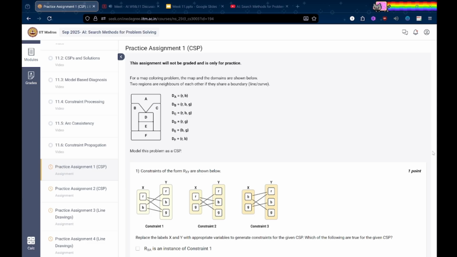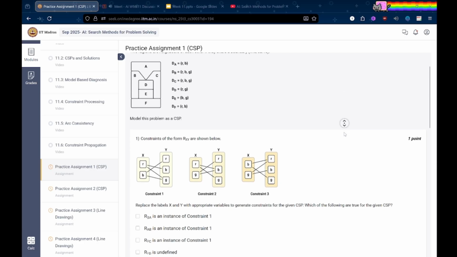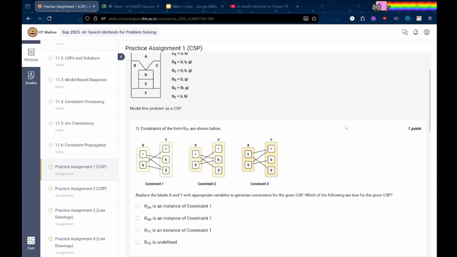Okay, cool. So for a coloring problem, the map and the domains are given below. Two regions are neighbors of each other if they share a boundary line or curve. So A and B are neighbors, A and D are neighbors, A and E are neighbors. Okay, and model this problem as a CSP.